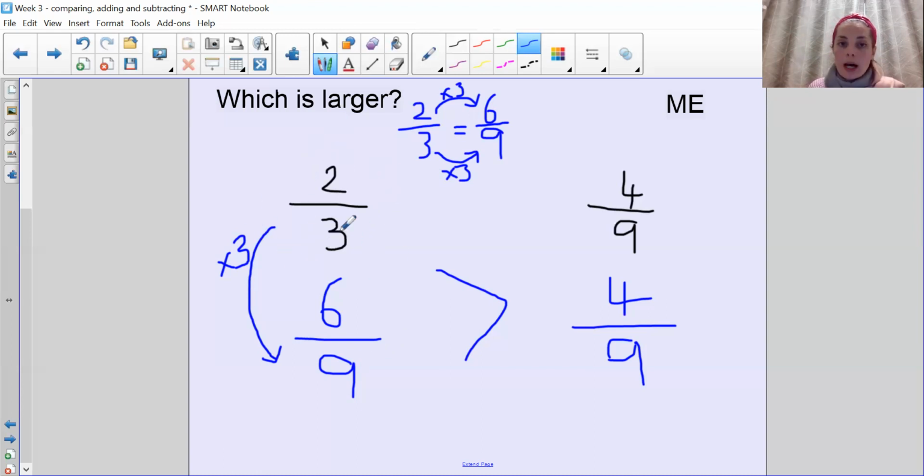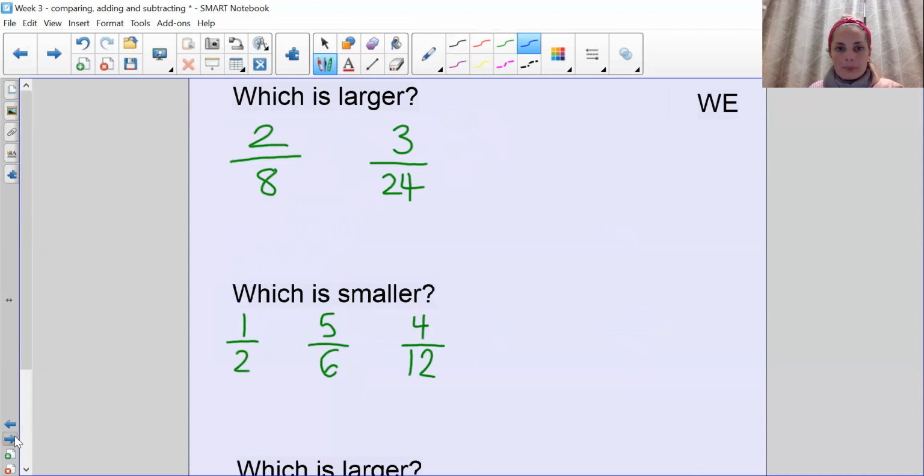So your answer you would write would be 2/3. Right, so let's do this together, and then you're going to have a chance to do it on your own. So first of all, step 1, make the bottom numbers the same. Are they the same? No, they are not.